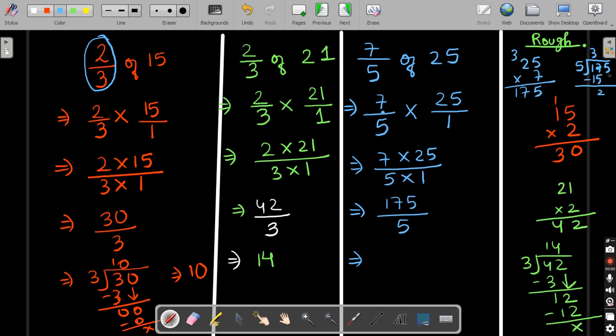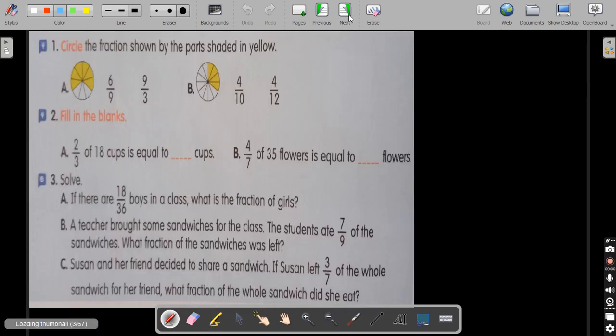Now 5 3s are 15, very good. After that minus, I got 2 and here 5. 5 5s are 25, remainder nil. So what is my answer? I got, dear student, 35. I got the answer. So hope you understood how I am solving this problem. Whenever a question is related to of, you need to multiply it. Now let us move to the next series.